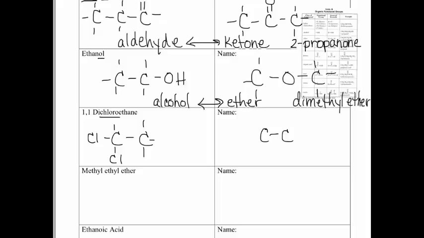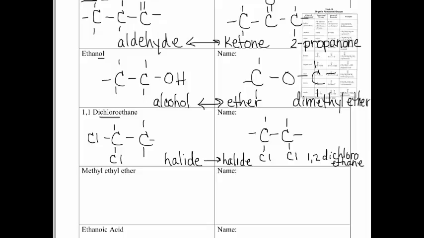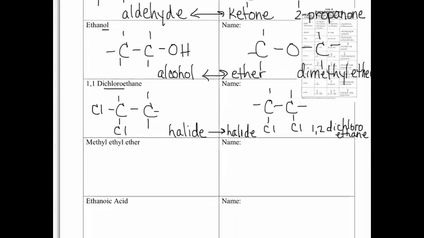Rather than having both the chlorines on the same carbon, I'm just going to move one to the second carbon. And now my name, instead of being 1,1-dichloro, is going to be 1,2-dichloro. And again, I didn't lose any carbons or hydrogens or anything. So we're going to make a halide from a halide, just moving it so that it has a different name.